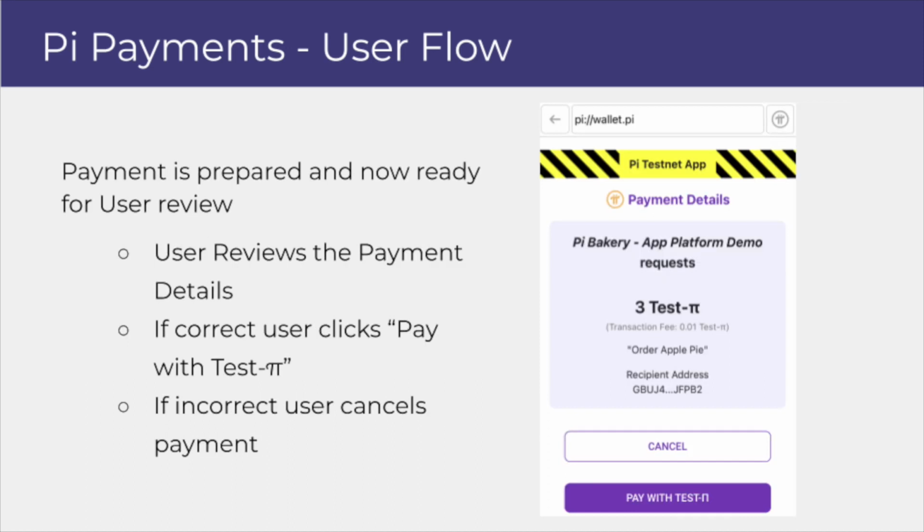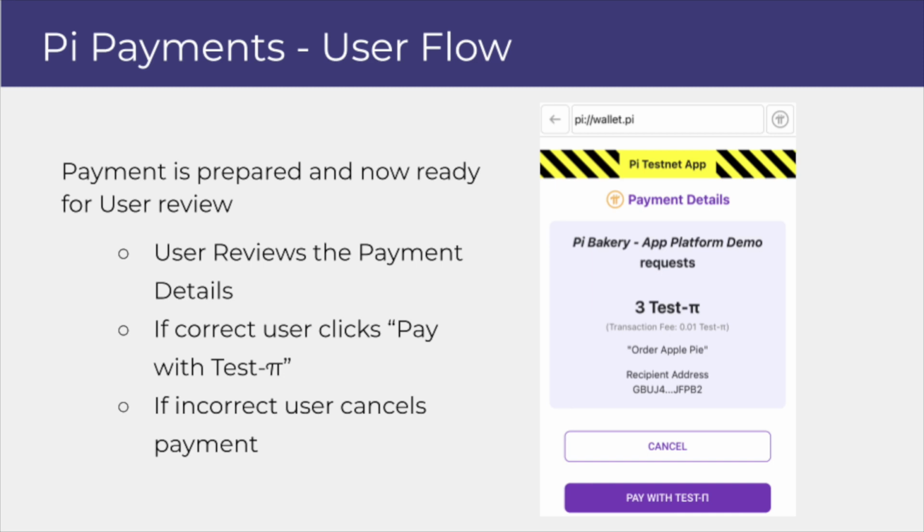Once the payment is built and ready, then the user is displayed this screen. This is just a confirmation screen where the user can see all of the information that will go into the order or into the transaction. They can see here, okay, I clicked on order an apple pie. That was 3 test pie. So I can confirm that that is right. And I've got that my address is here as well.